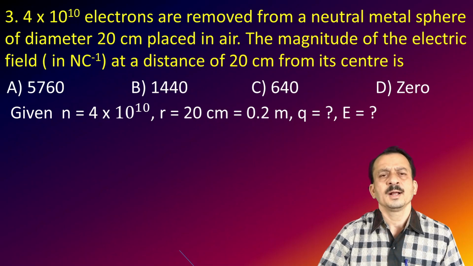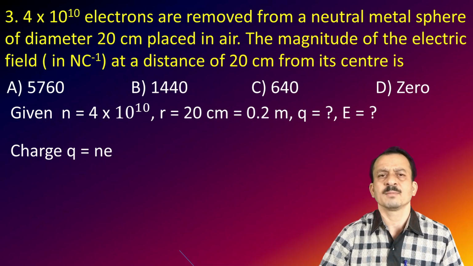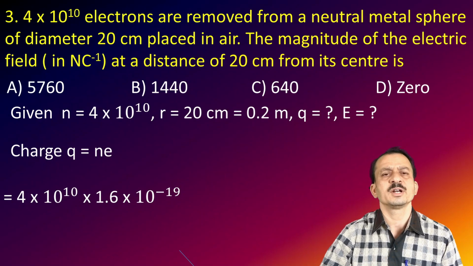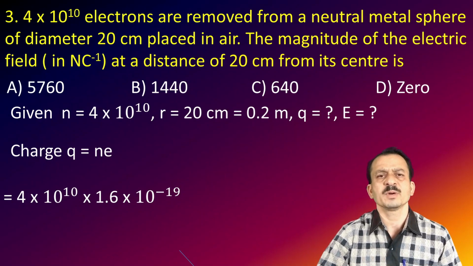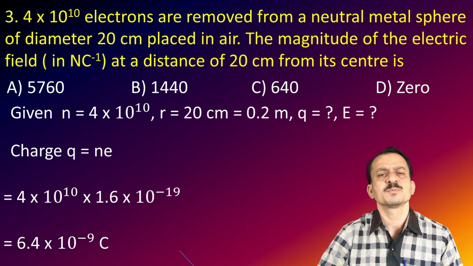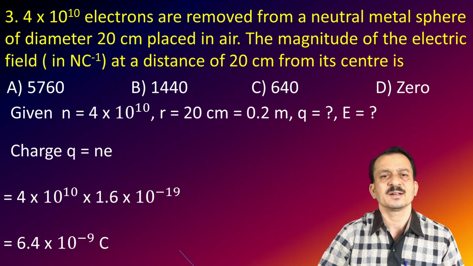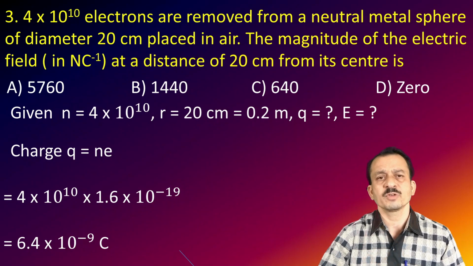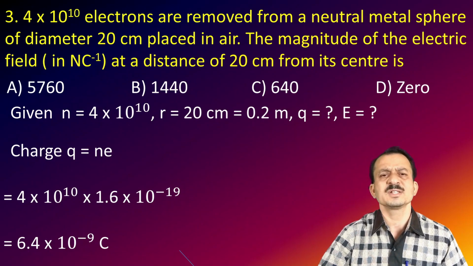Therefore, the equation for the charge is Q is equal to N into e. Now N is the number of electrons and e is the charge of one electron. The number of electrons is 4 into 10 to the power of 10 and the charge of one electron is 1.6 into 10 to the power of minus 19. If I multiply that, I will get 6.4 into 10 to the power of minus 9, since 10 raised to plus 10 minus 19 is minus 9, coulomb. This much charge is acquired by that metal sphere when the electrons are removed. That means the metal sphere gets positively charged.